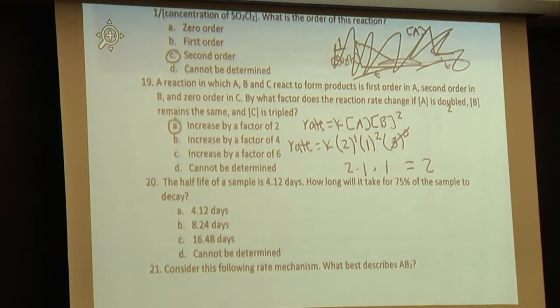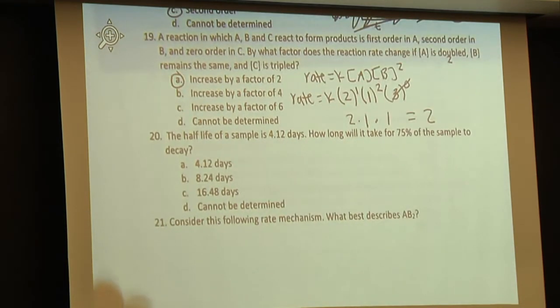Okay, number 20. The half-life of a sample is 4.12 days. How long will it take for 75% of the sample to decay?